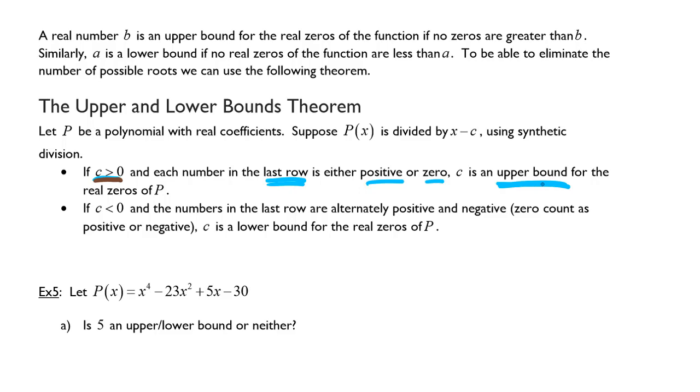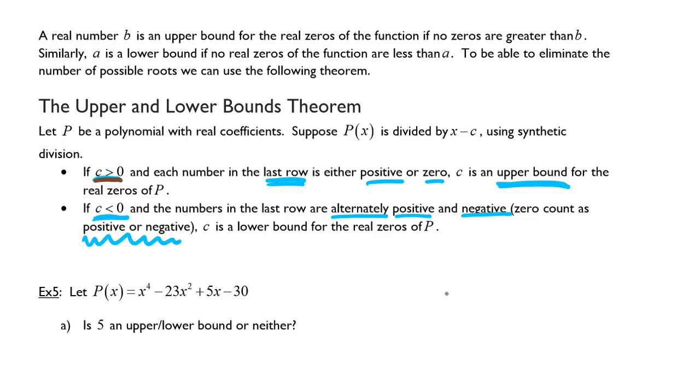If c is less than 0 and the numbers in the last row are alternately positive and then negative, 0 counts as positive or negative, so it's kind of like our wild card, c is a lower bound for the real zeros of p.